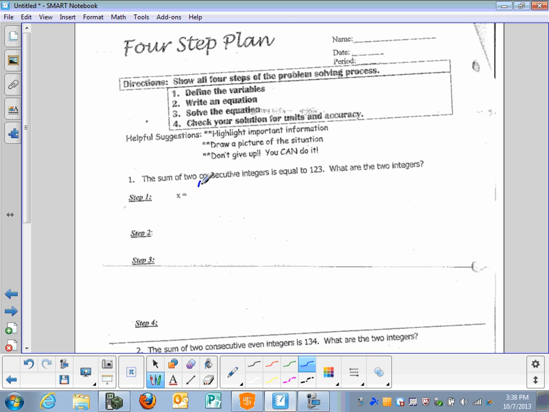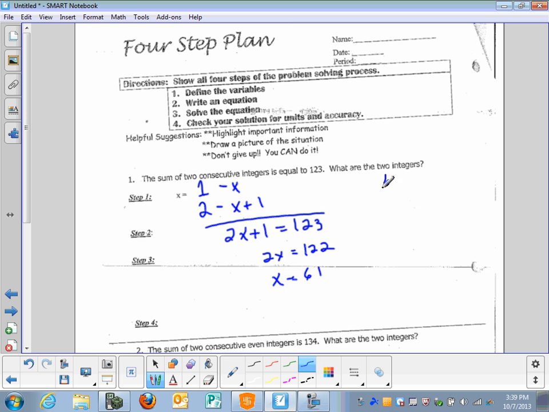Well, the first number I'm going to call x. The second number, consecutive integers, is going to be x plus 1. The sum of x and x plus 1 is 2x plus 1, and they are equal to 123. So x equals 61. So the two numbers are 61 and 62, two consecutive integers that equal 123.